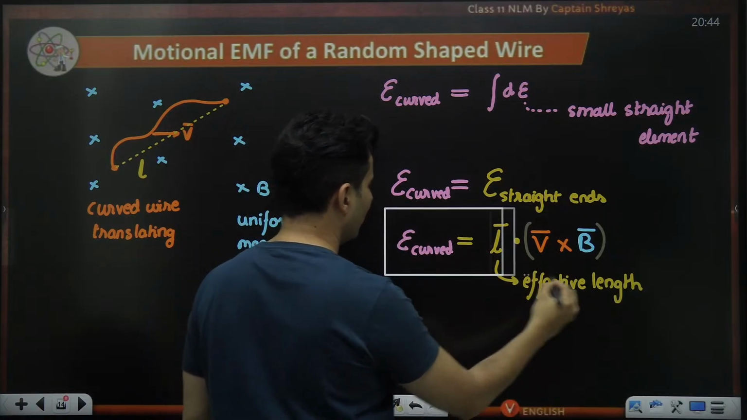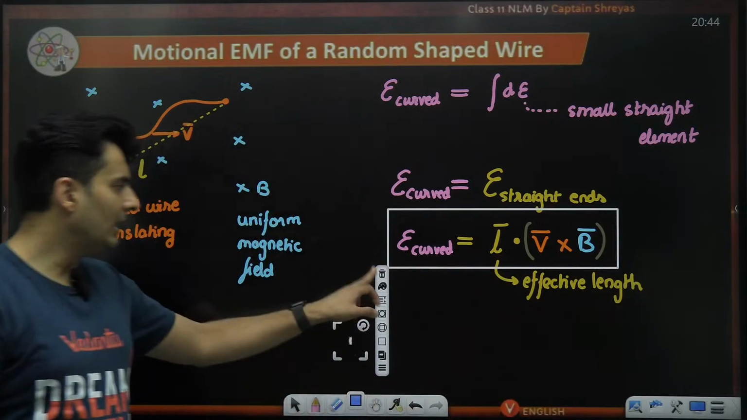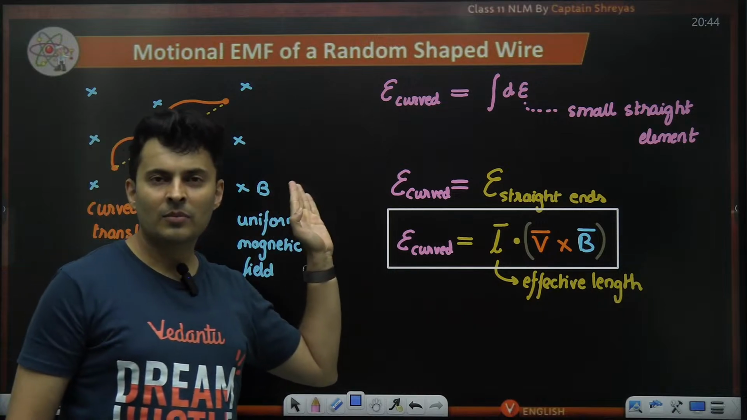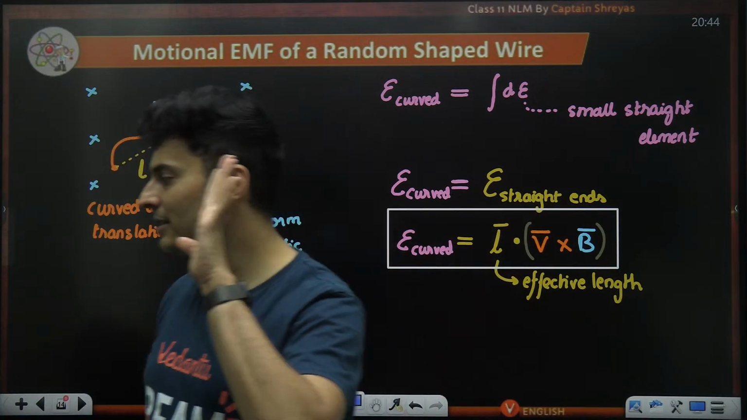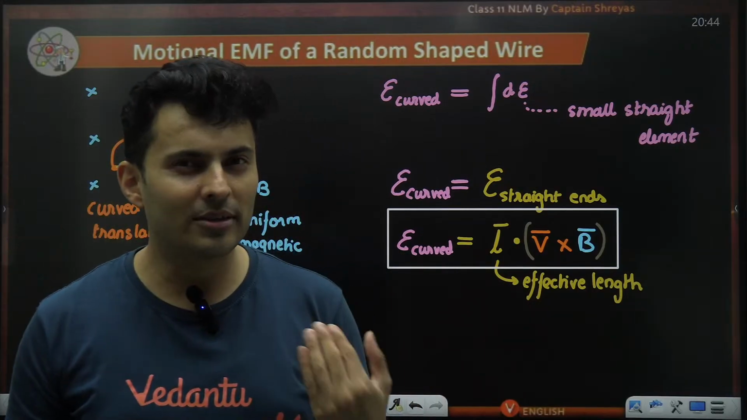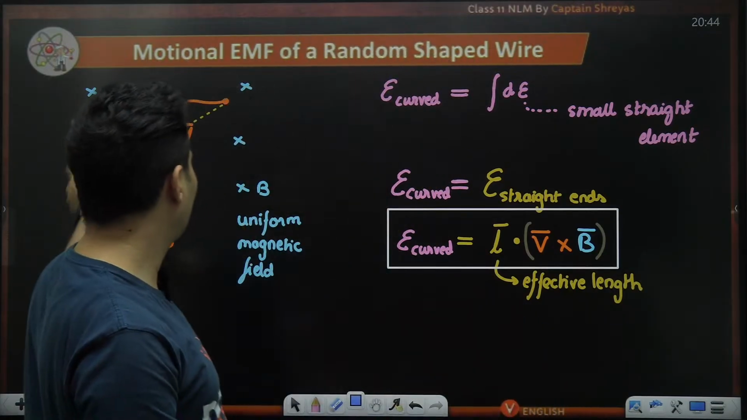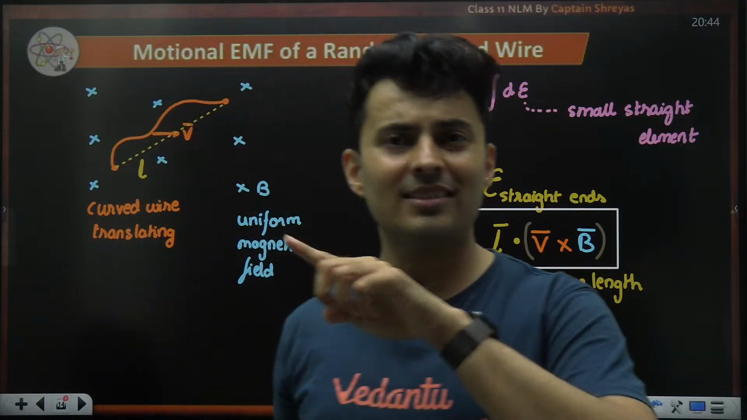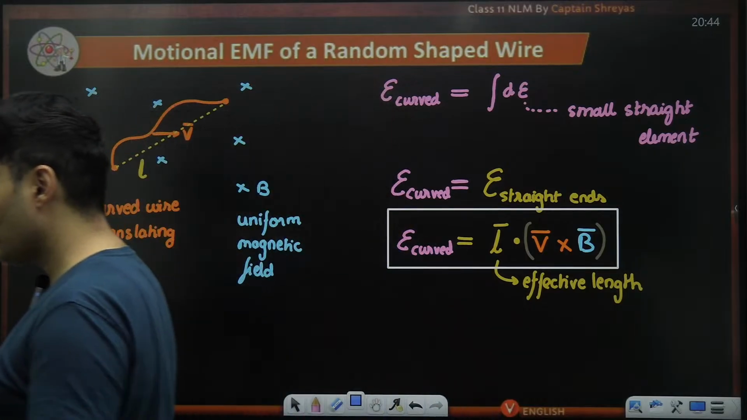So the EMF of a curved wire moving in a uniform magnetic field is that of a straight wire of length connecting the ends moving with the same velocity in that same magnetic field. Very easy peasy lemon squeezy. I think this kind of theorem we also studied back in magnetic force. Remember, if there is a curved wire carrying some current, the force experienced by it is the same as a straight wire carrying that same current in the same field. Very similar.